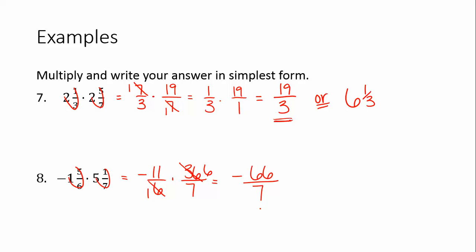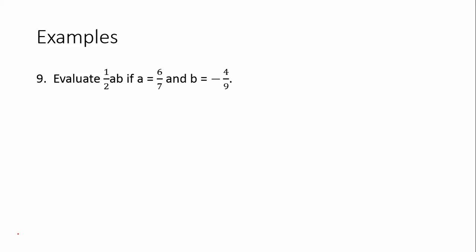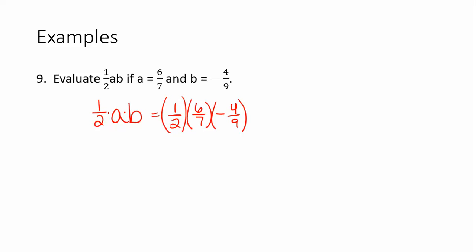One final example, let's evaluate an expression. We have 1/2 AB, and we are told that A is 6/7 and B is -4/9. So remember, this is 1/2 times A times B. So let's substitute in 1/2, A is 6/7, and B is a -4/9. Multiplication of three numbers, they're all fractions, but that's okay.